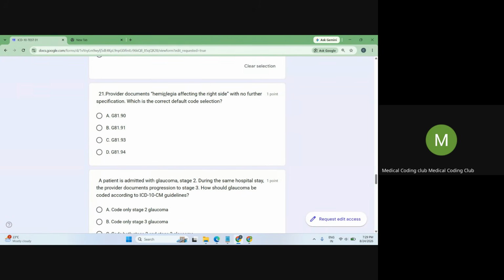Provided documentation: hemiplegia affecting right side with no further specification. So the patient is suffering with hemiplegia which affected the right side of the body. But the doctor did not tell you whether the right side was dominant or non-dominant for the person. They did not tell you the dominance information. So now you need to apply the default coding rules. For right side of the body, what is the default? Right side dominant, so you should choose dominant.